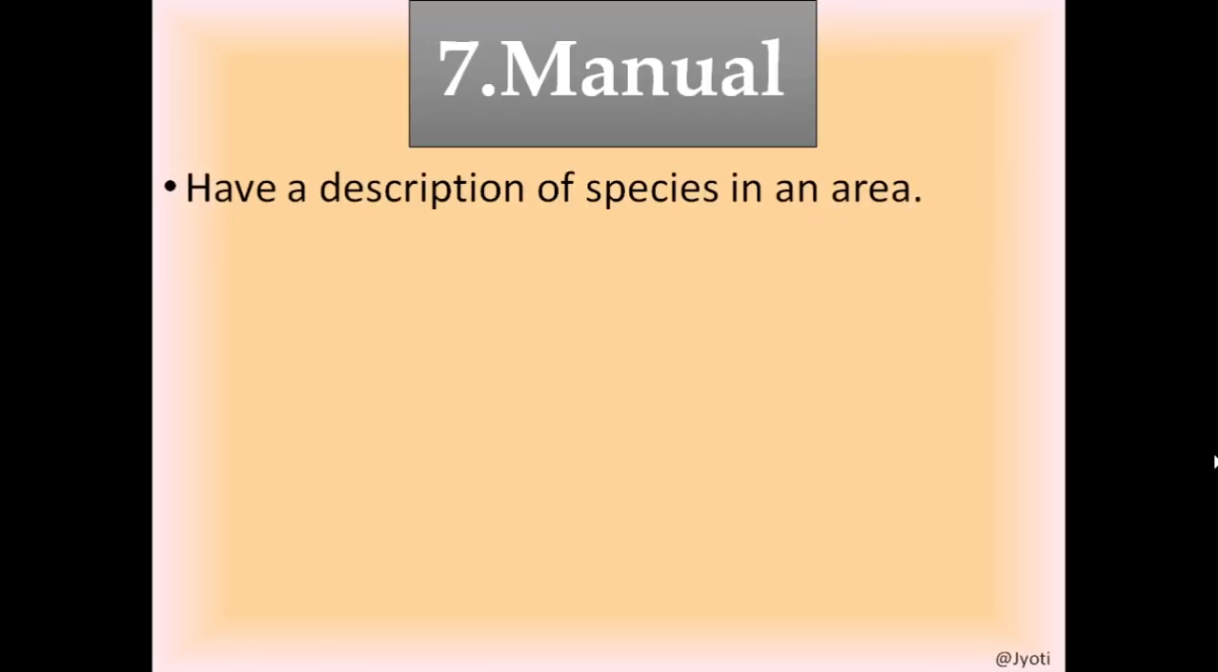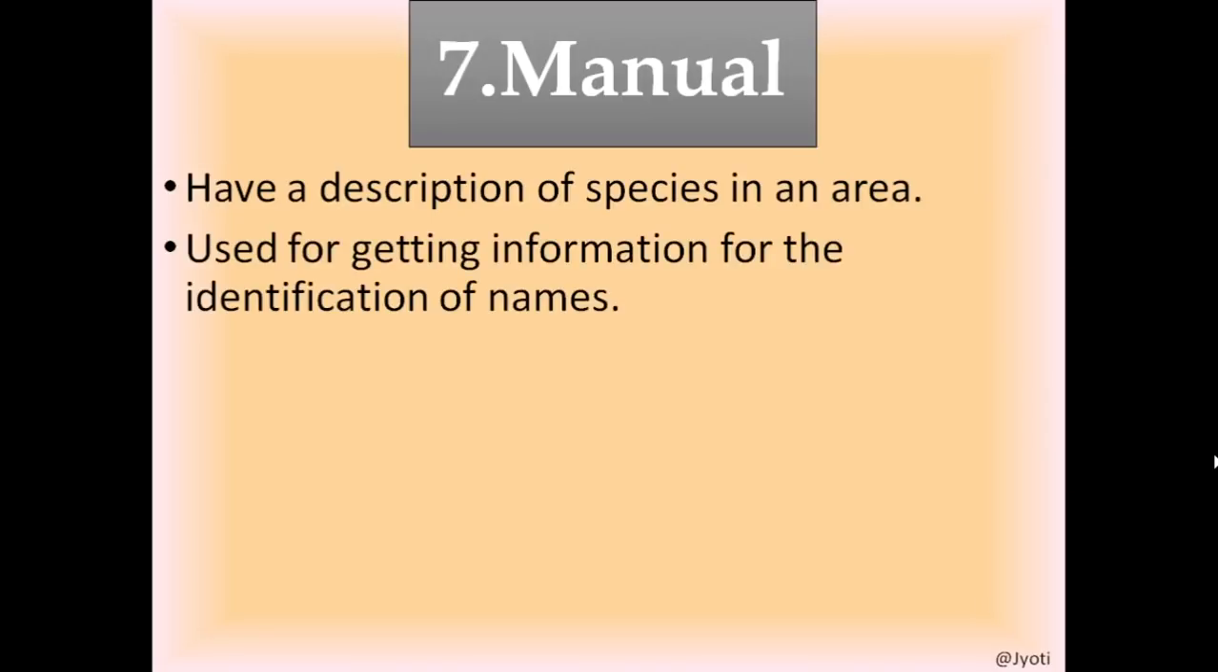Next is manual. It has a description of species in an area. It is used for getting information for the identification of names. So here, in a particular area, the description of a species is written. Suppose you want to know the name of that particular species, then you have to go through those descriptions.